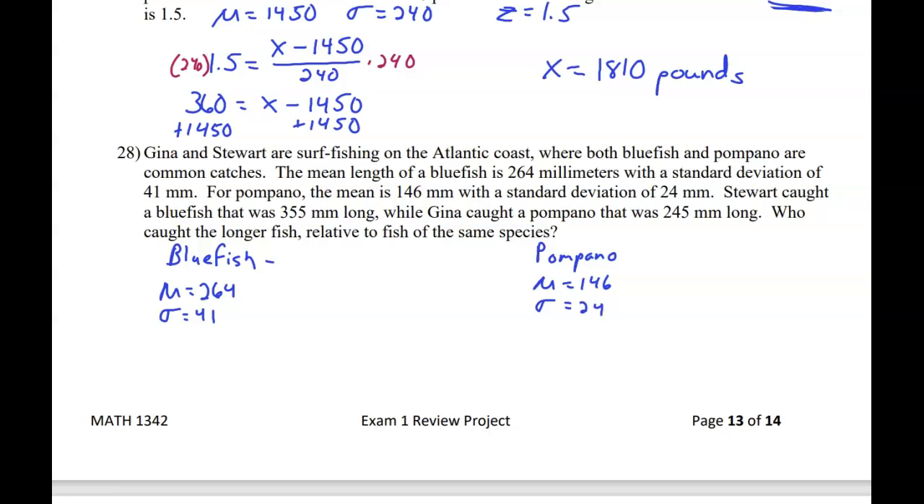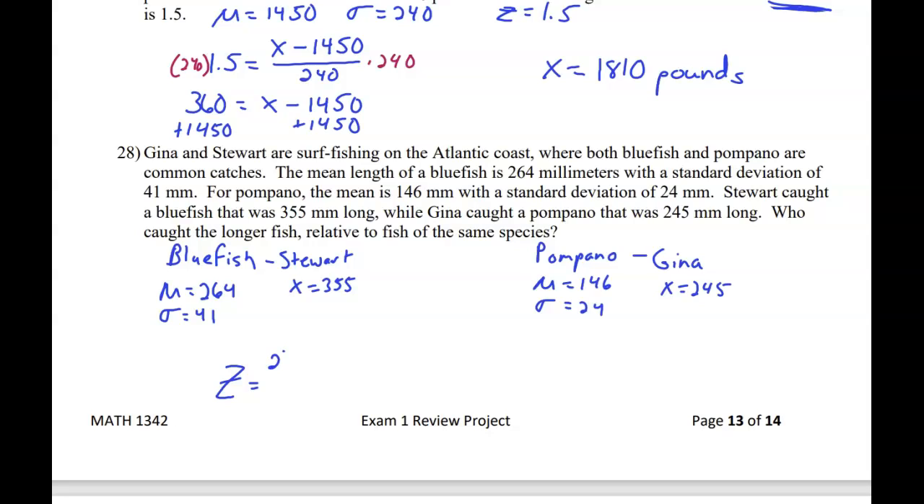Stuart caught a bluefish, and it was 355 millimeters. Gina caught a pompano, which was 245 millimeters. Who caught the longer fish relative to fish of the same species? Since we have the x, the mean, and the standard deviation, we need to find their z-scores.